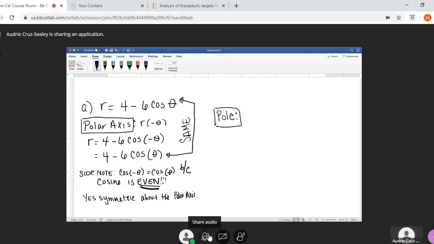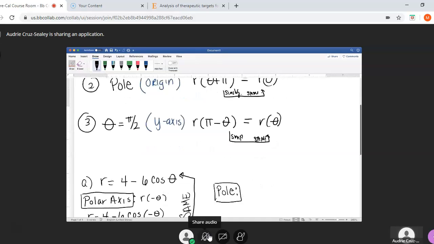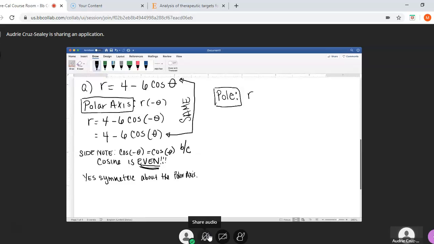Okay, so I'm going to do the pole test. If you come up here to the rules, to do the pole test, I'm going to replace theta with theta plus pi. So I'm going to have r of theta plus pi. If I do that, I would have r equals 4 minus 6 cosine of theta plus pi. We okay so far? Any questions?